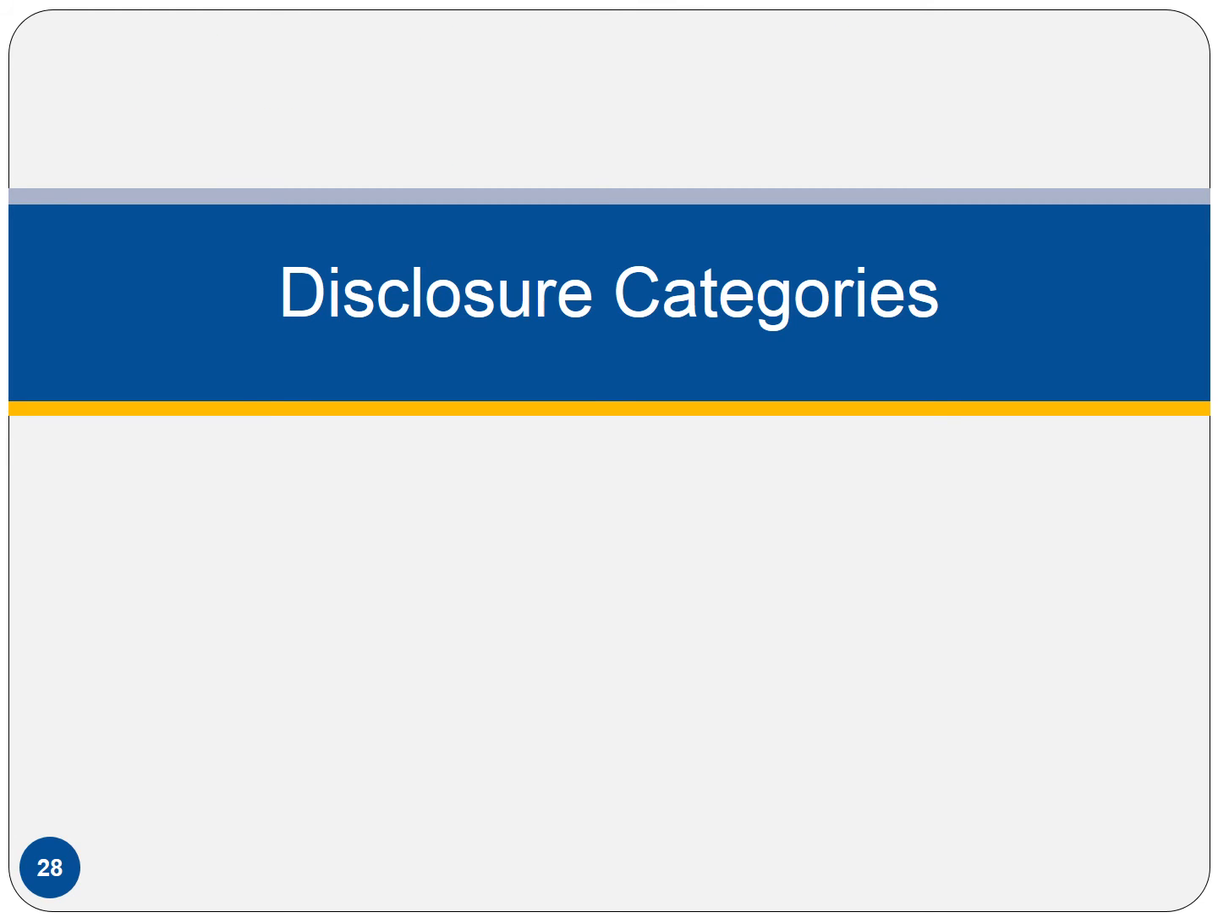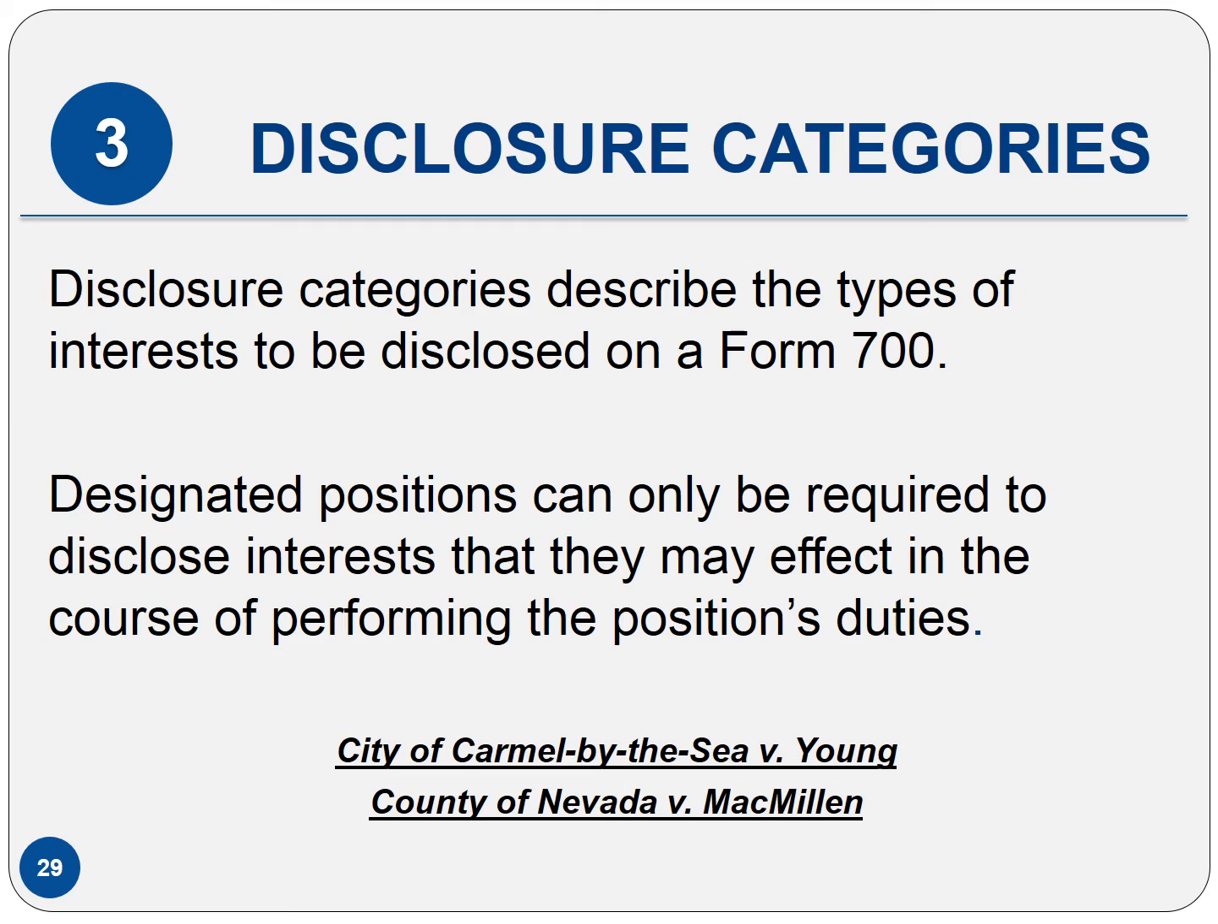Next, we will discuss disclosure categories. Disclosure categories make up the third component of your code. They describe the types of economic interest that your designated positions must report when completing their Form 700s.